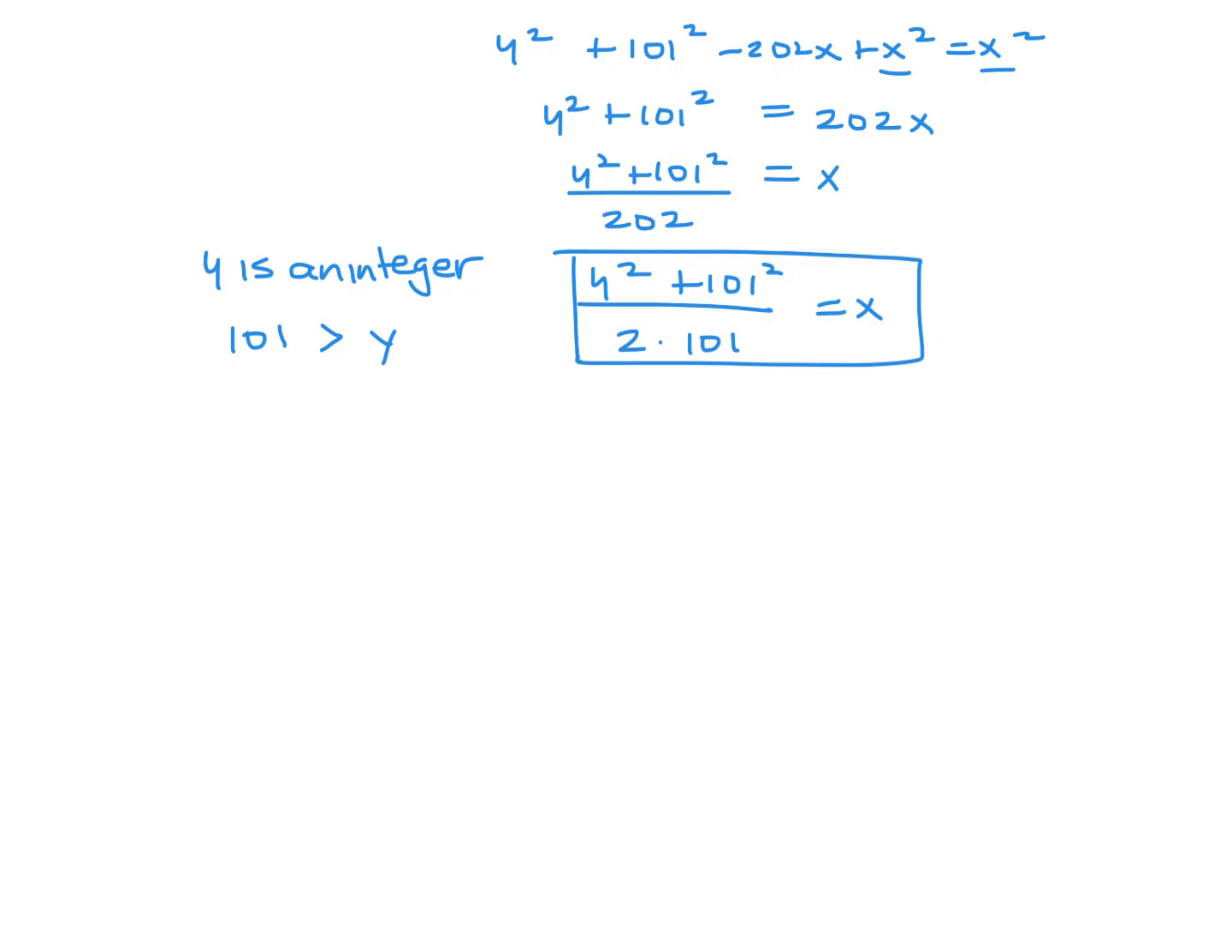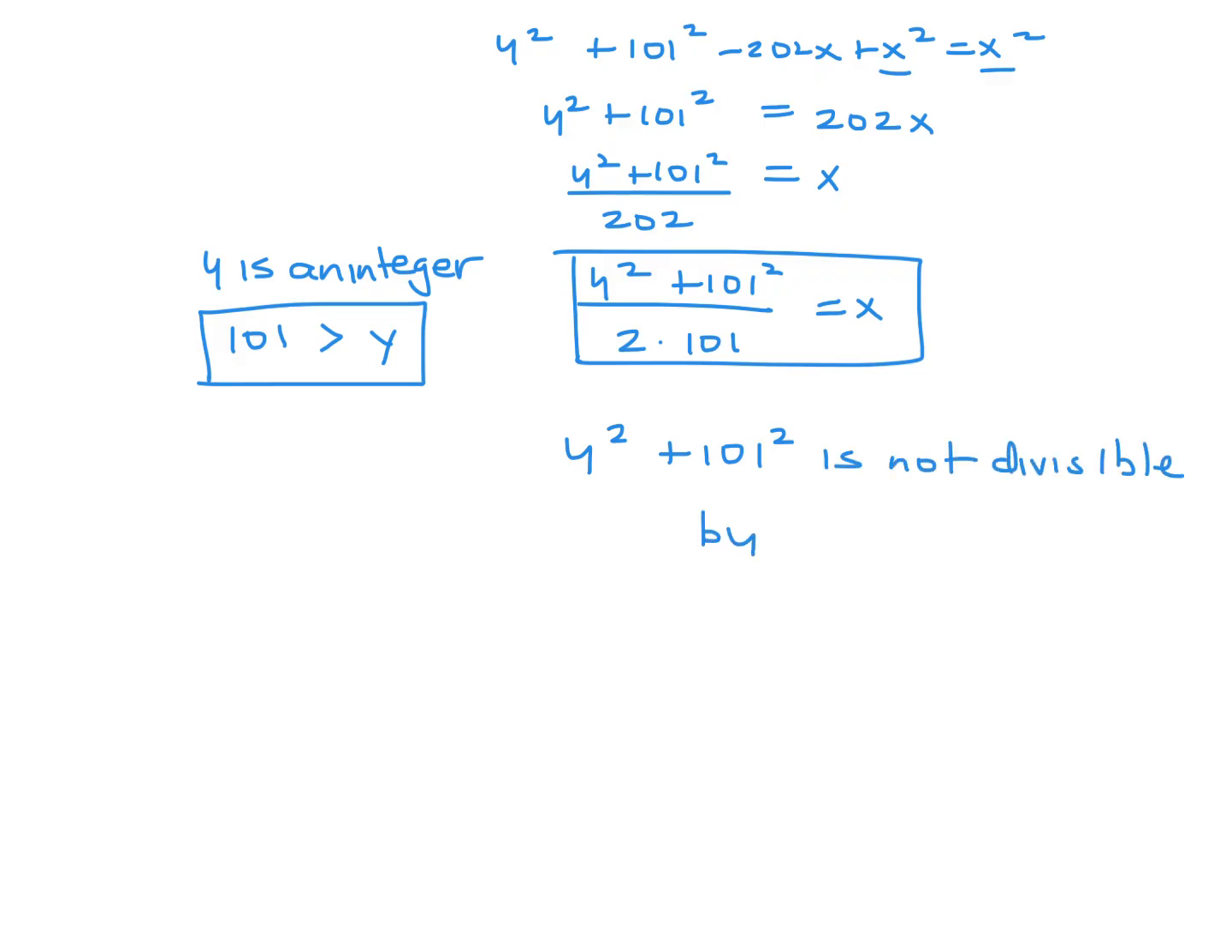Okay, so if y squared plus 101 squared is divisible by 2 times 101, let's see here. Okay, I got it. Because of this property, since y is less than 101, y squared plus 101 squared is not divisible by 101, and therefore that means x will not be an integer.